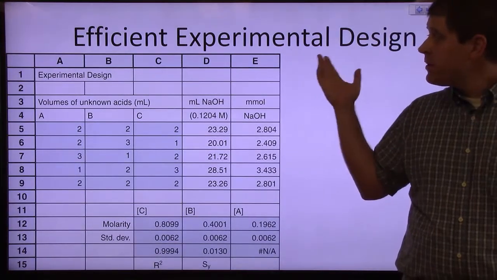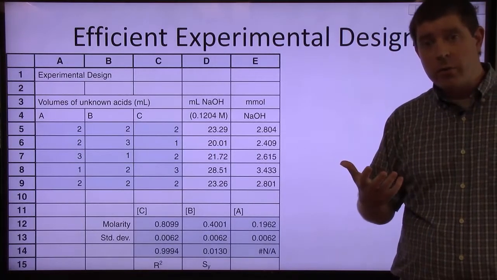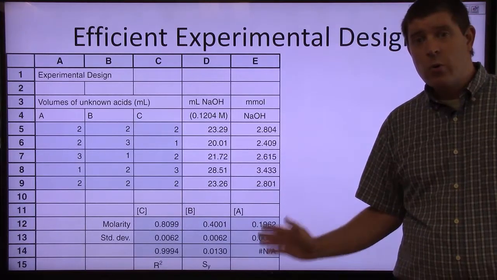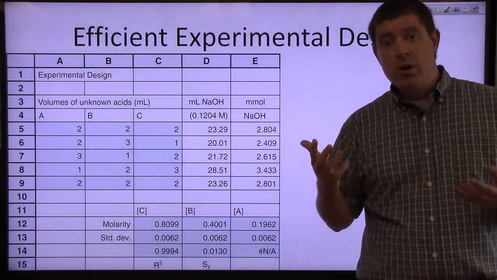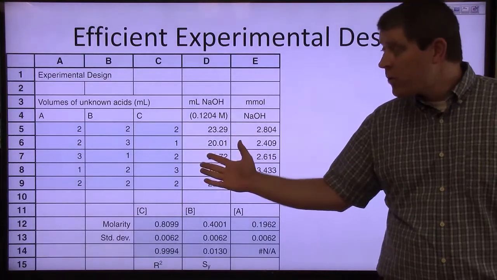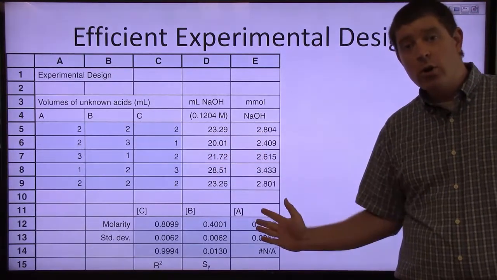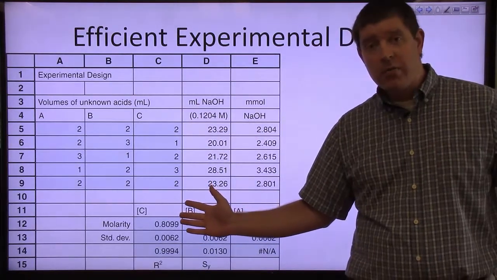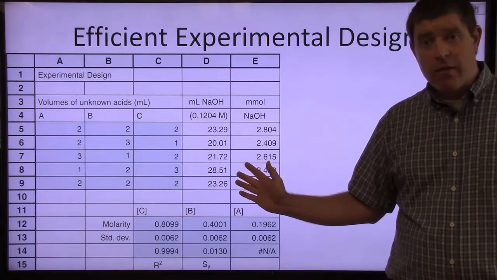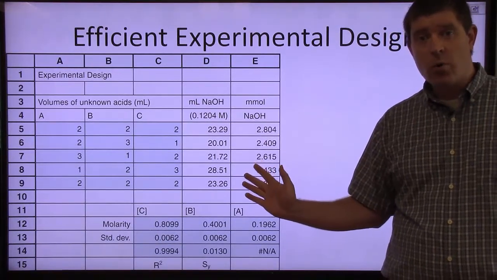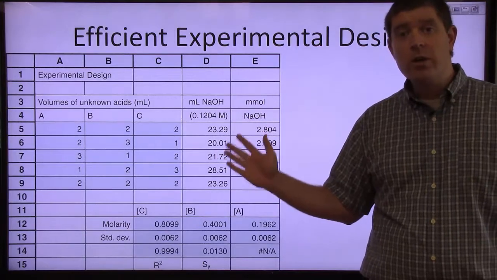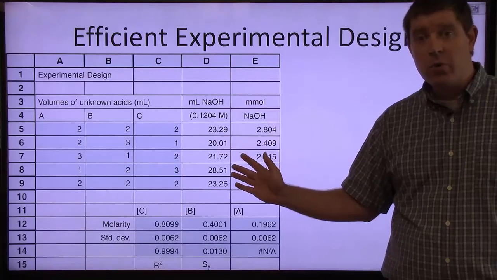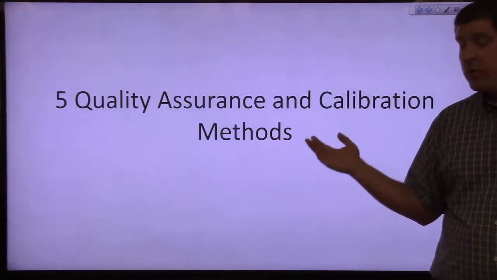So by using efficient experimental design, we can obtain the numbers that we're looking for, the concentrations and the uncertainties in those concentrations, without performing a huge number of analyses. And so computers can be very, very helpful to us. Now, of course, we could perform these calculations by hand, but as the number of trials we have increases, as the number of different acids we might have increases, doing this by hand becomes more and more cumbersome, and thus this is where computers really begin to help us out a lot. They can basically perform a lot of this type of work with very little input on our side. And that was quality assurance and calibration methods.